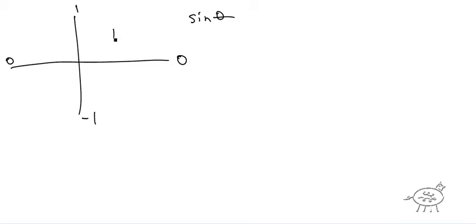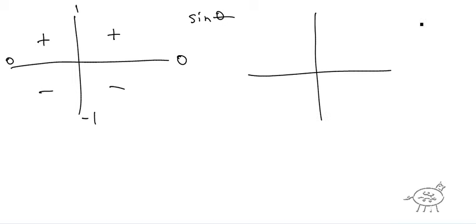Do you guys agree that the sine is positive here, no matter what? So in that area, the sine is positive. And in this area, it's also positive because it goes from 0 to 1 to 0. And then from 0 to negative 1, it's negative. And from negative 1 to 0, it's also negative. Okay, so that's what sine looks like. And let's just do one for cosine.